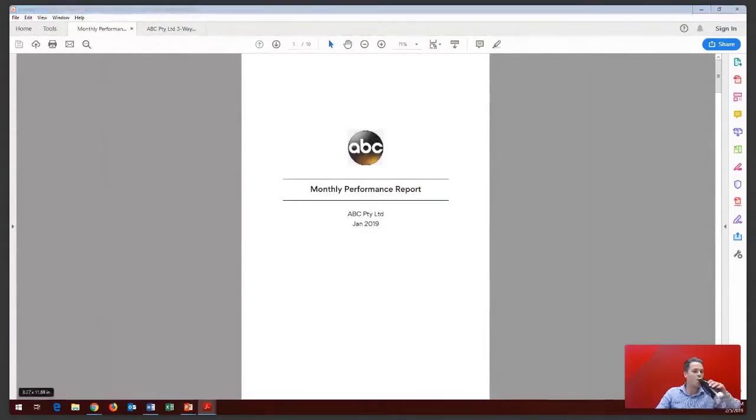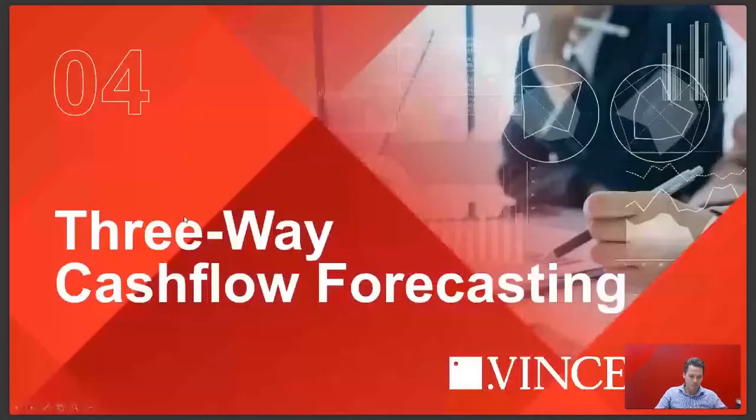Okay, so three-way cash flow reporting, which is another one we're seeing a lot of interest in over the last 6 to 12 months, with clients needing these or using these a lot more often. So I'll get into a bit more detail.